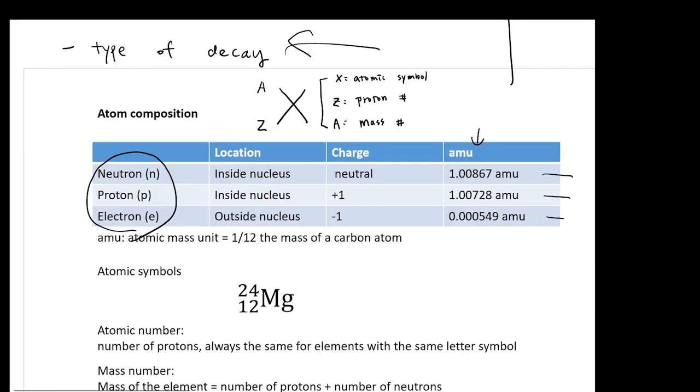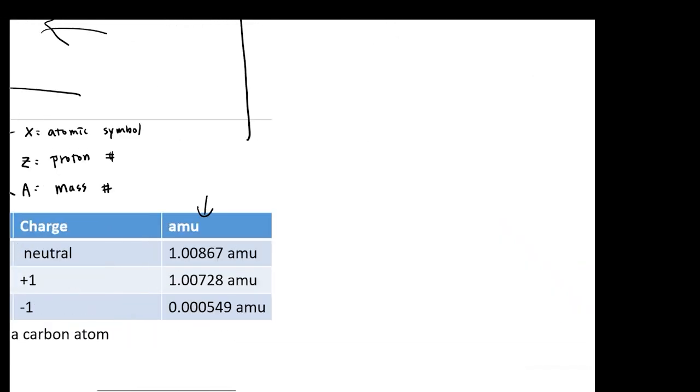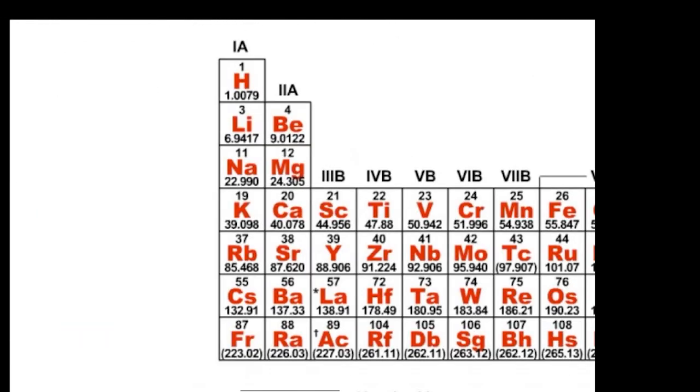The third thing that you should know is that the atomic symbol is determined by the proton number. What I mean by that is that if you look at your periodic table, you see these numbers on the top. What those numbers mean is how many protons that specific atom has. For example, hydrogen has 1 proton, lithium has 3 protons, potassium has 19 protons.